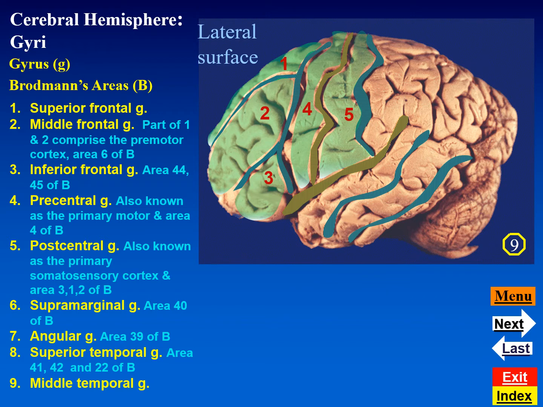Postcentral gyrus, which has the primary somatosensory cortex for fine touch and pain and texture sensibility. The supramarginal gyrus, angular gyrus, superior temporal gyrus, which includes some of our auditory centers and another language center in this area, and the middle temporal gyrus.